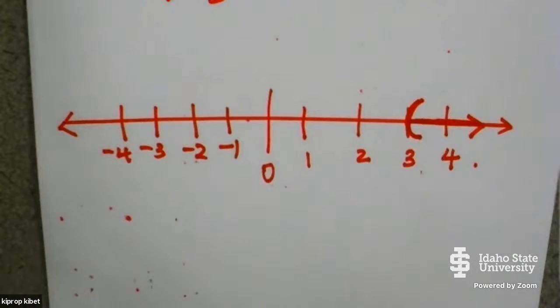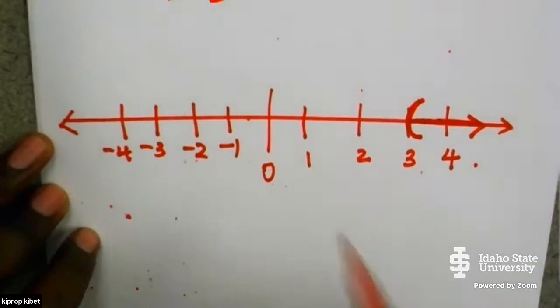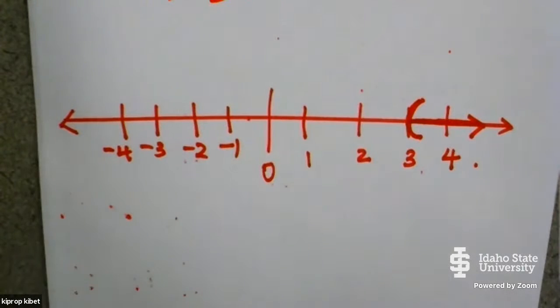Now, how should we represent this in our interval notation? Parentheses 3, comma, infinity, parentheses. So we represent this as, we start from 3, and then the other one is what?